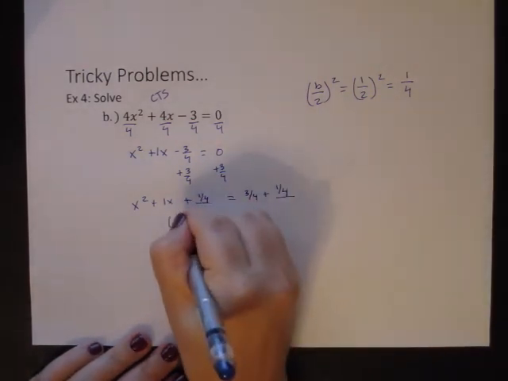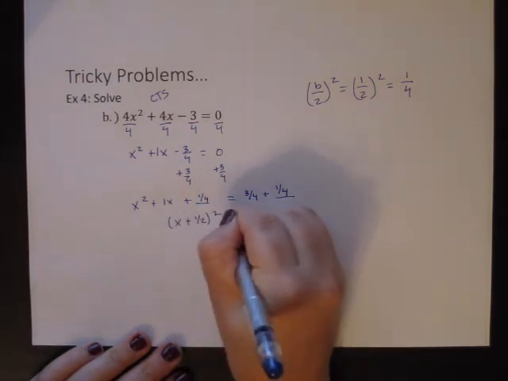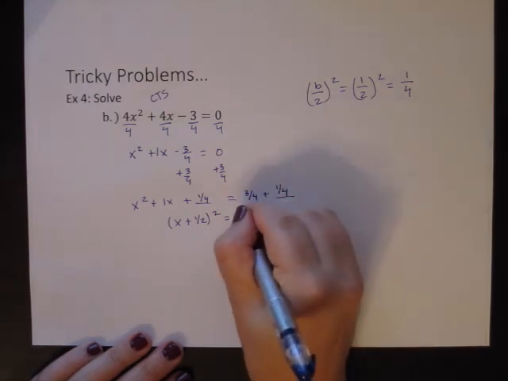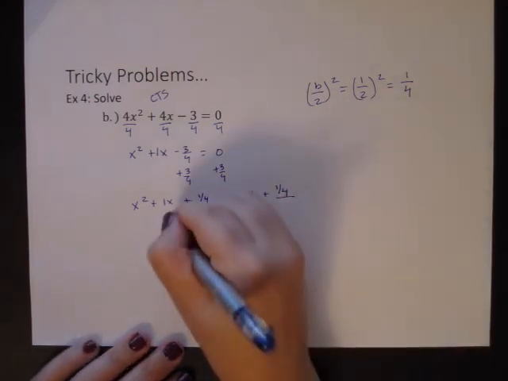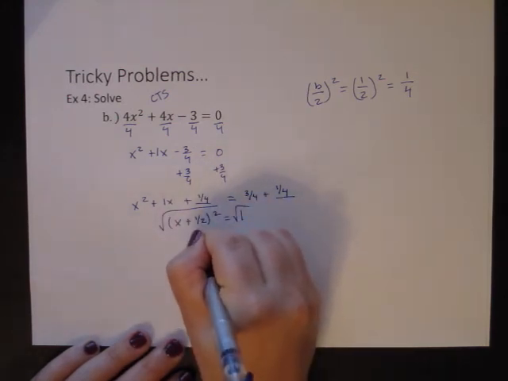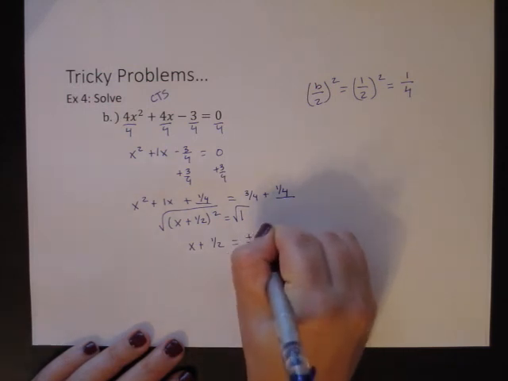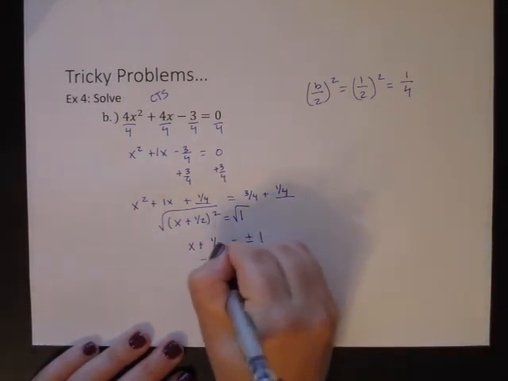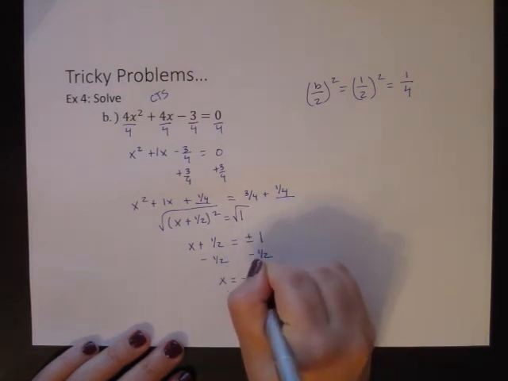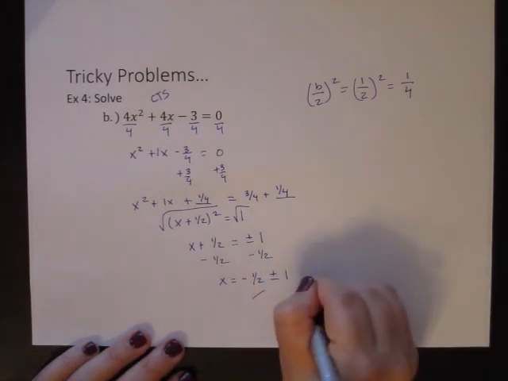So this has x plus 1/2 squared equals 3/4 plus 1/4 is going to be 4 over 4, which is 1. Then I take the square root on both sides. So I got x plus 1/2 equals plus or minus square root of 1 is 1. I subtract 1/2 on both sides. And I got x equals negative 1/2 plus or minus 1. I gotta split that up.